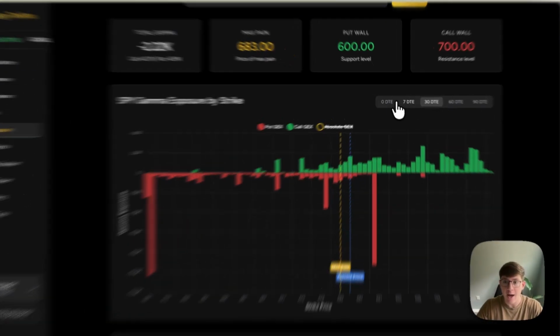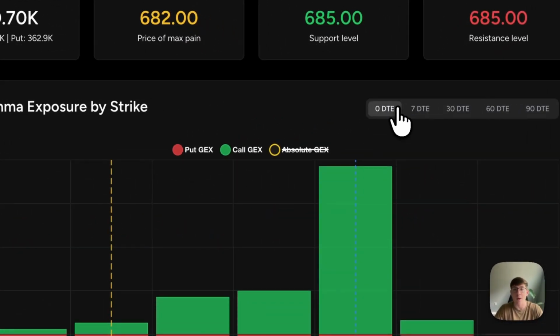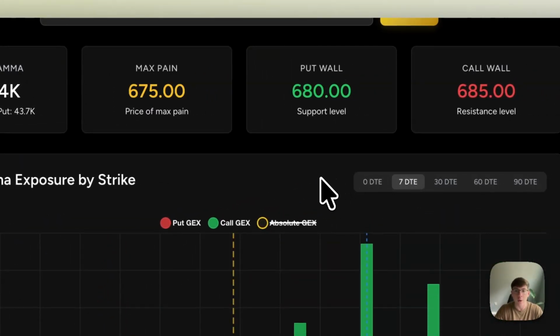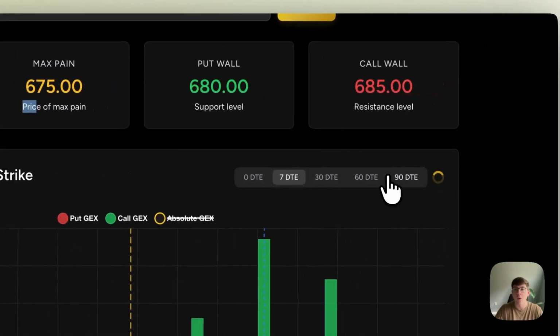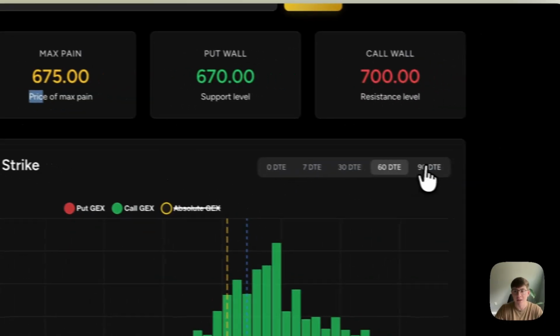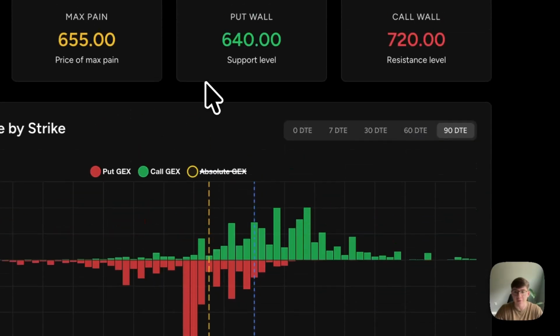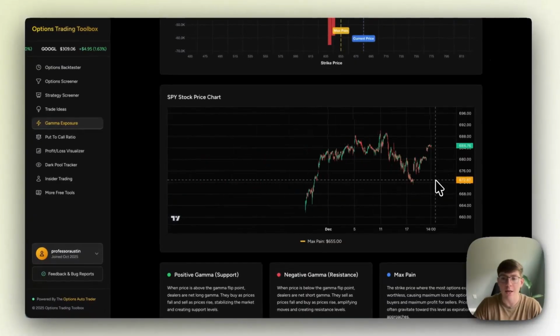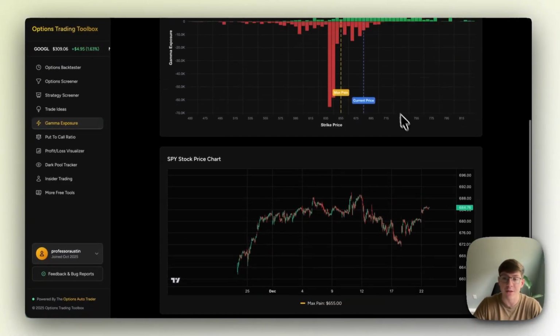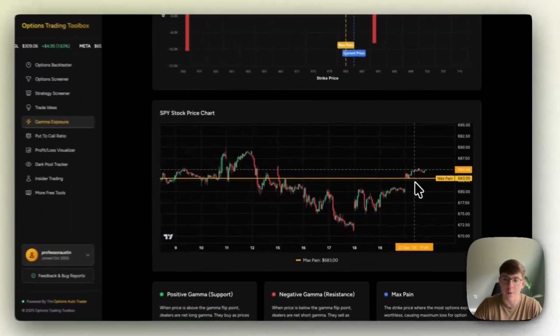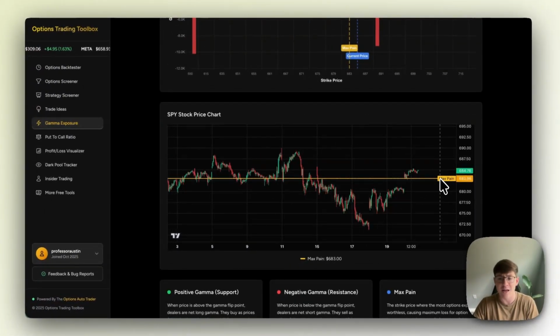Now, I can also do the 0 DTE for today. Where's the market likely to end today? 682. Where's the market likely to end in a week? 675. Where's the market likely to end in 2 months? 675 as well. And in 90 days, 655. So if we look at it compared to the market, it's giving us a bearish connotation, right? Let's go back to 30-day. We can see here 683 as a max pain. You can see that kind of puts it right here. So in about a month, it expects the market to stay flat. That's what the options market as a whole is thinking.